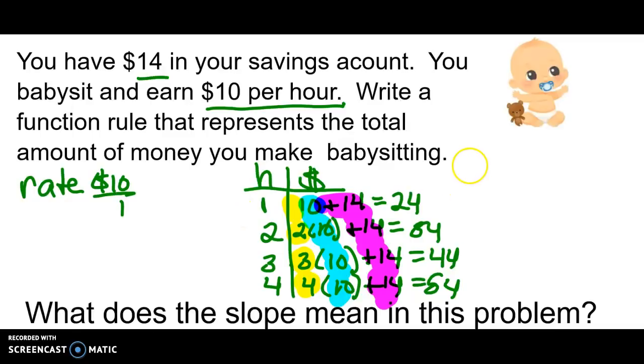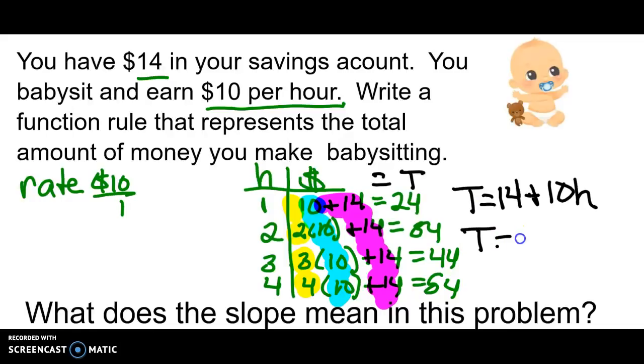So if we look, we can say that the total amount of money we make, this is our total, okay, it's always going to be 14. So we have the total is going to be $14 plus, and then it's $10 per hour. So $10 per hour. And if you wanted to write it like y equals mx plus b, you totally could. You would have t equals $10 an hour plus your starting point, which is 14.